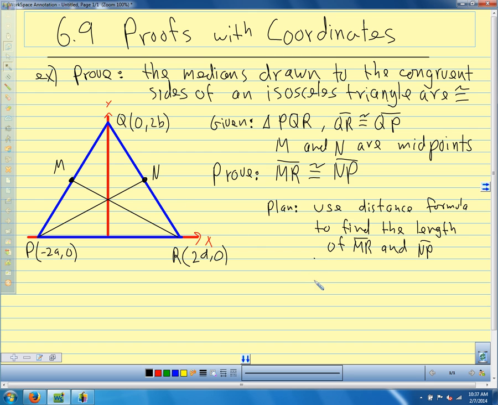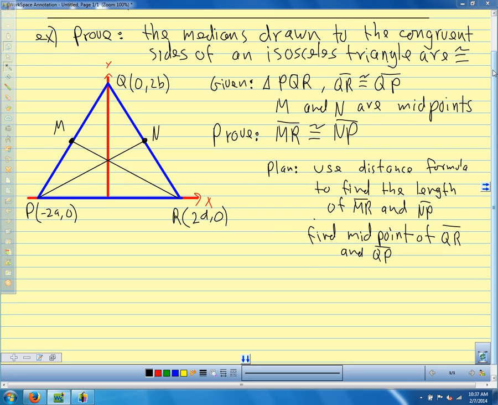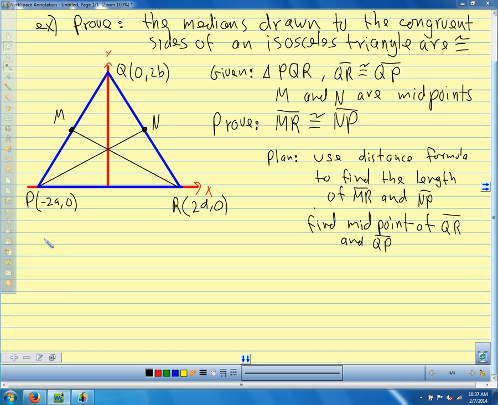So we're going to find the midpoint of QR and QP. The midpoints of those segments are going to give us the coordinates of M and N, and then we can use the distance formula to find the length of MR and NP, and then we can compare their lengths. So that's our plan. So let's find our midpoints first, because we need those points to plug into the distance formula.